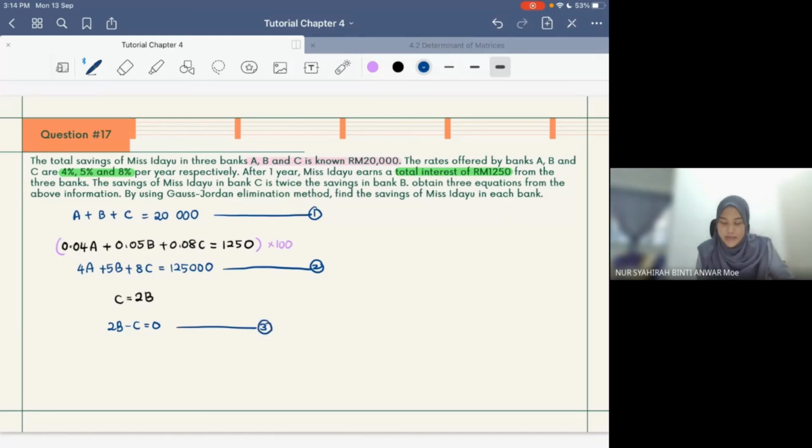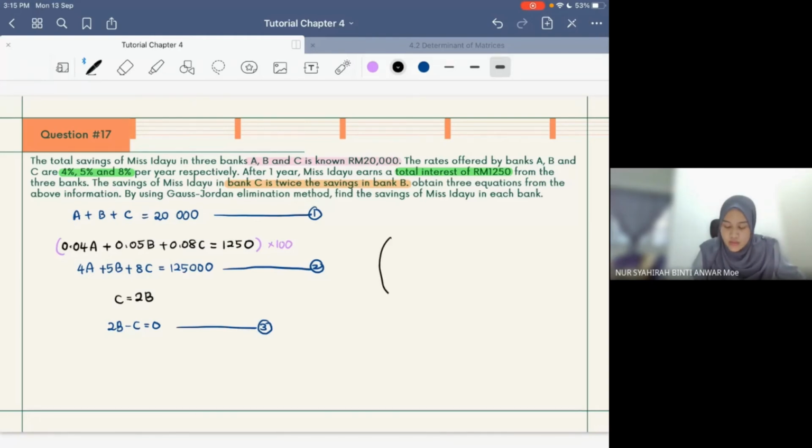So setelah kita dah dapatkan 3 equation, apa lagi dia minta? Oh, kat sini dia dah beritahu dah. Obtain the 3 equations. So kita dah ada 3 equations, so tak ada masalah. Using Gauss-Jordan elimination method, find the total the saving of Miss Idayu in each bank. So soalan ni sebenarnya dia minta apakah value of A, B dan C yang Miss Idayu ni letak. Okay, so sebelum jadikan dia Gauss-Jordan, kita kena tahu dalam bentuk matrix dululah. So saya tulis siap-siap kat sini.